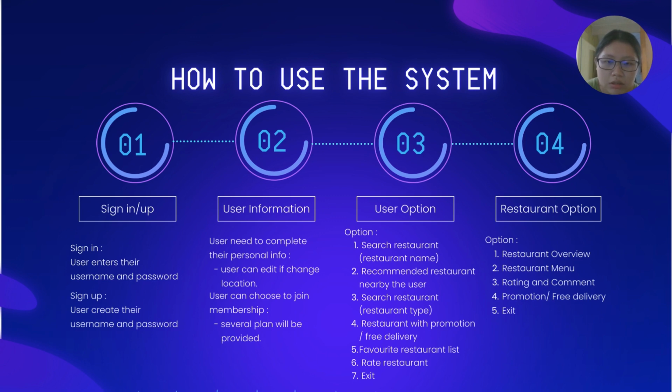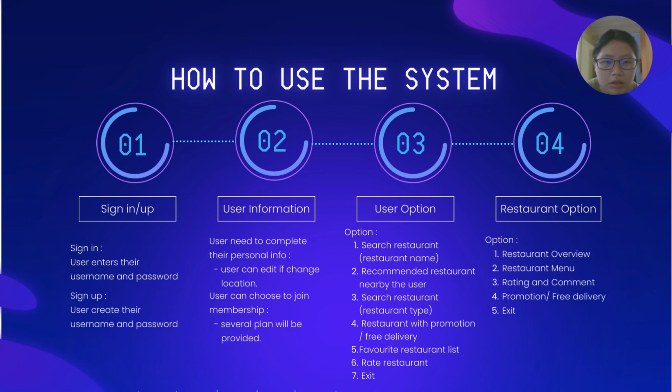The second step is the user information. Users need to complete their personal info. Users can also edit the personal information if they want to change it. Users can also choose to join the membership, which is provided at the personal information site. There are several plans that will be provided to the user.